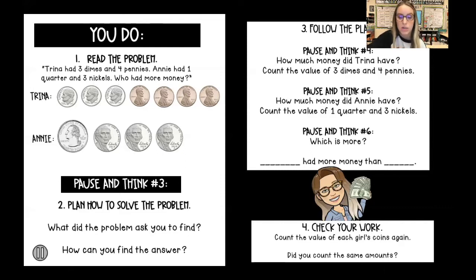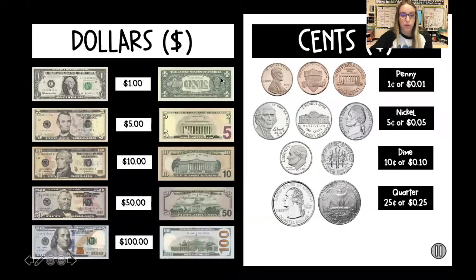Now on our sixth pause and think question, you're going to answer, which is more? Blank had more money than blank. That's what we're trying to answer. I'm going to go ahead and bring us to the page that had all the values. So you can go ahead and pause right here and figure out the values of the coins that you need, and then go back and double check your answers.